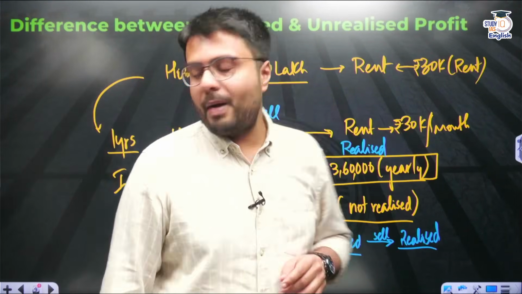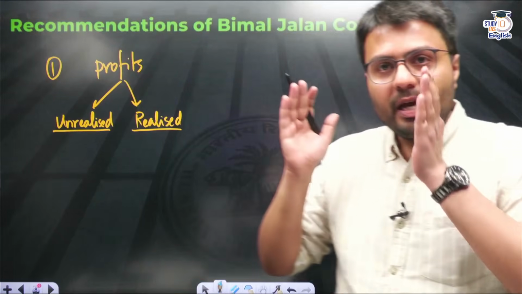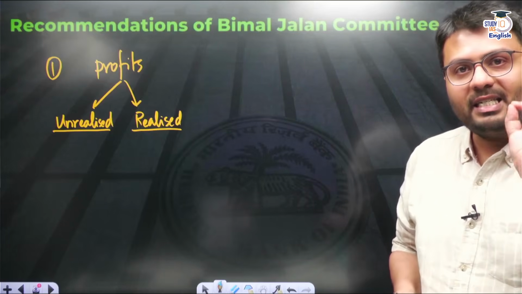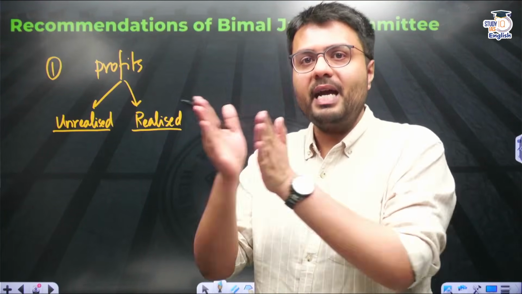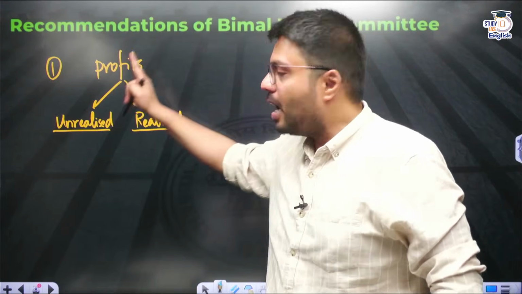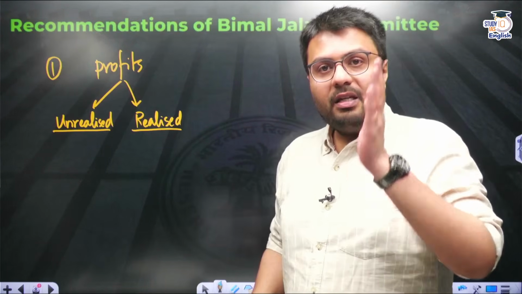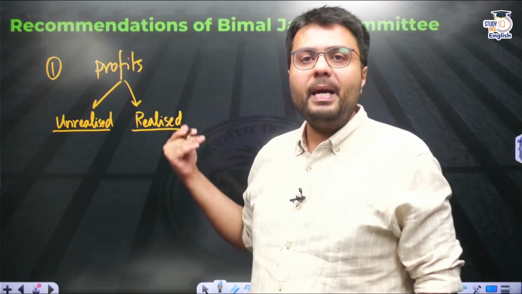Now let us get back to our discussion. The RBI's Economic Capital Framework, as suggested by the Bimal-Jalan Committee, stated that every profit that RBI makes needed to be categorized into two categories: unrealized profit and realized profit. And this is how RBI would make profit. Now let us suppose how RBI makes realized profit.